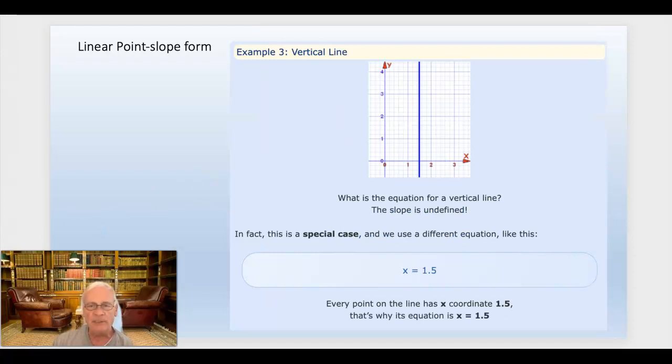We also talked about the special case where it's a vertical line, where the slope is undefined. It's a special case, and it's x equals some number. Because straight up and down, this blue line right here always is 1.5. x is always 1.5. Up and down. y changes, but not x. x is always 1.5. So that's the equation of that vertical line.